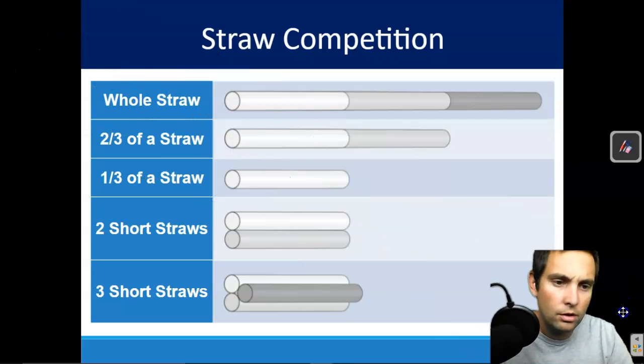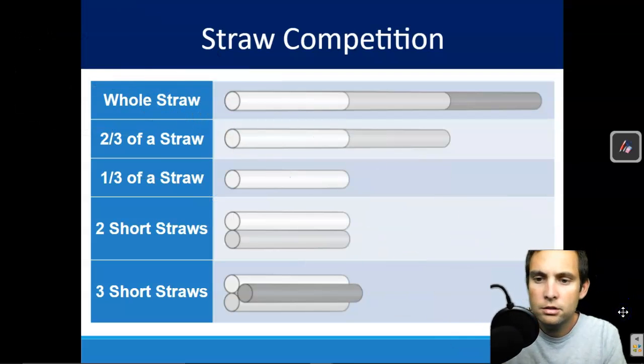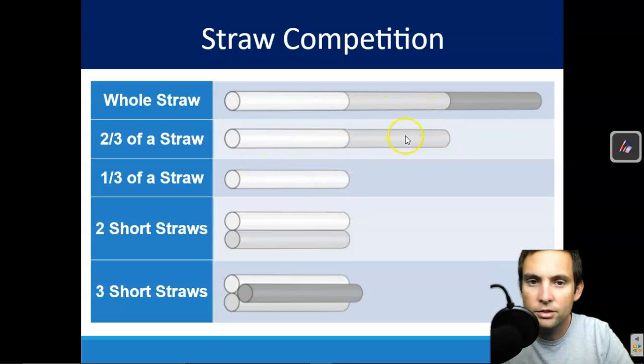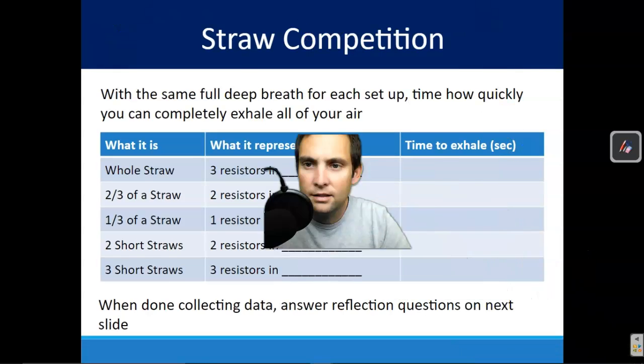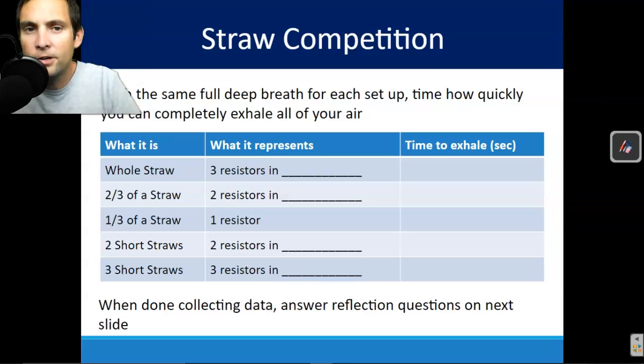Here's what I want you to do. Grab some straws and slice them up just like this. Pause it and slice them up. We have a whole straw, 2/3 of a straw, 1/3 of a straw, 2 short straws, and 3 short straws. Here's your activity. With the same full deep breath for each setup, time how quickly you can completely exhale all of your air. Use your phone as a stopwatch, take the whole straw, blow through, and see how that compares to 2/3 of a straw and 1/3 of a straw.